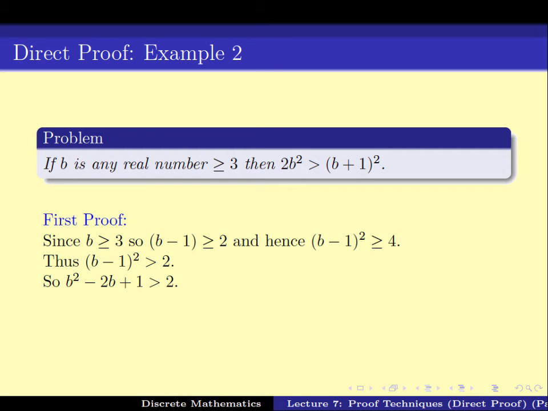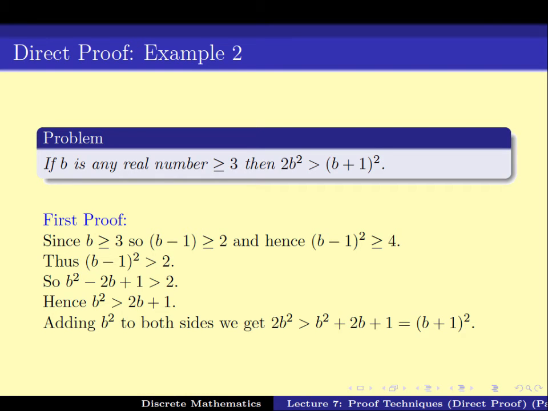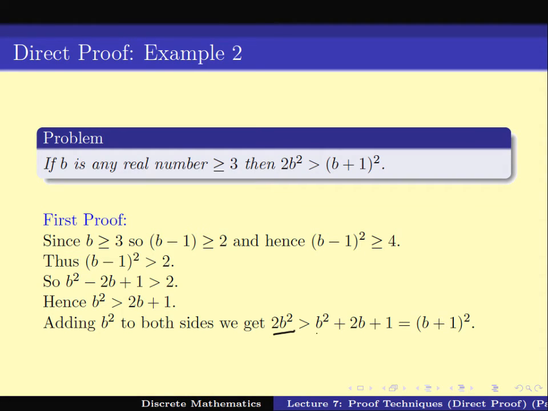which, if I rearrange it correctly by taking the 2b plus 1 to the other side, I get b squared is greater than 2b plus 1. This plus 1 and plus 2 cancels out and leaves plus 1 behind. So I have b squared strictly greater than 2b plus 1. And now if I add b squared to both sides, I get 2b squared is strictly greater than b squared plus 2b plus 1, which is nothing but (b plus 1) whole square. So now this is also a direct proof.